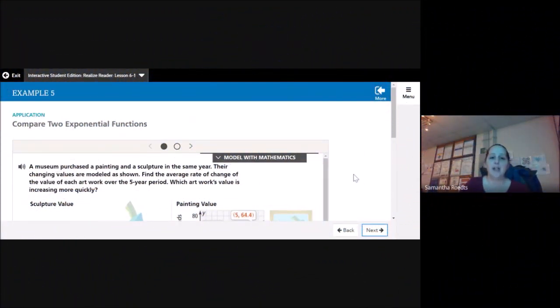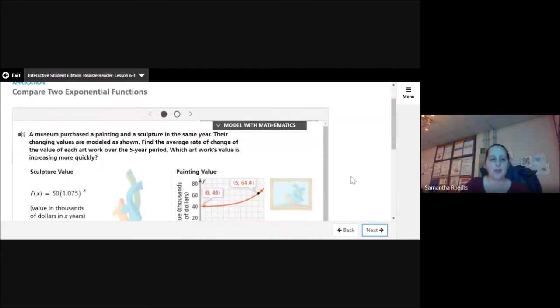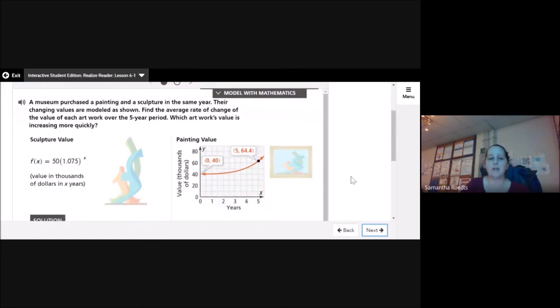Example 5, compare two exponential functions. A museum purchased a painting and a sculpture in the same year. Their changing values are modeled as shown. Find the average rate of change of the value of each artwork over the 5-year period. Which artwork's value is increasing more quickly? So sculpture's value is f of x equals 50 times 1.075 to the x power. So value in thousands of dollars in x years.